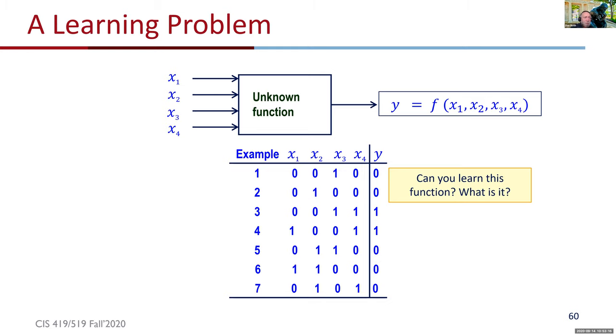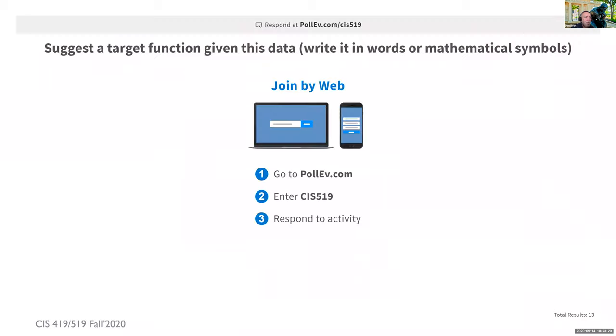I'm going to move to the next one. This is your task now: to suggest a target function that could have generated this data.